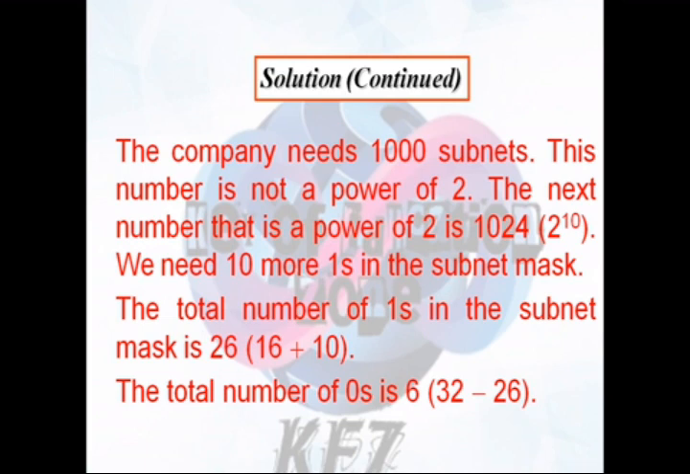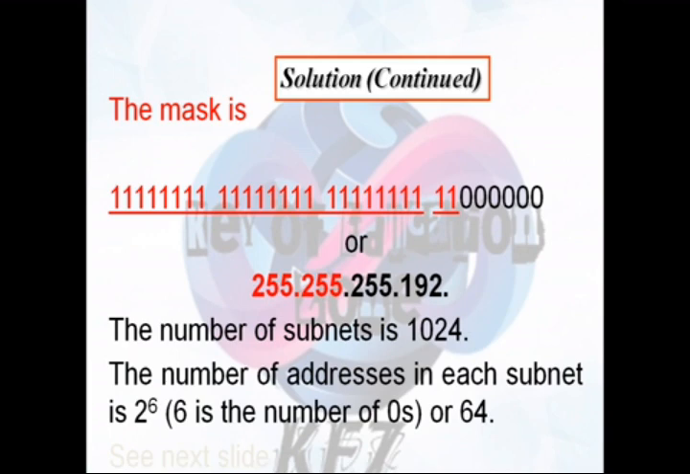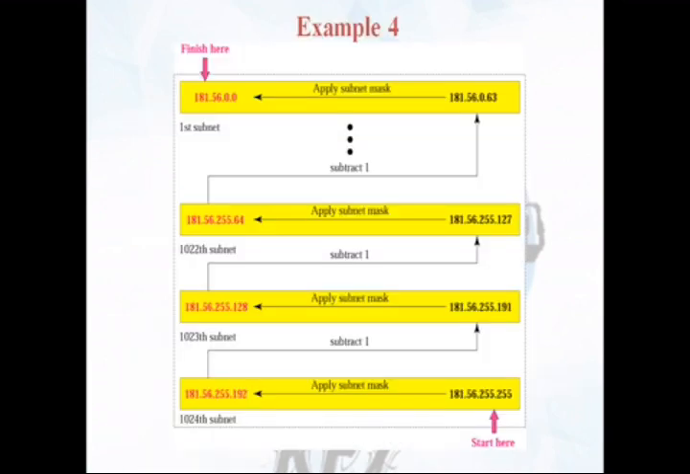Now see, I am giving another example solution here. If this company has 1000 subnets, this number is not a power of 2, so you have to calculate the nearest power of 2, that means 1024. Now we need 10 more ones in the subnet mask, and in this way the total number of ones is 26 plus 10. In this order you can generate this mask by writing it in binary format.